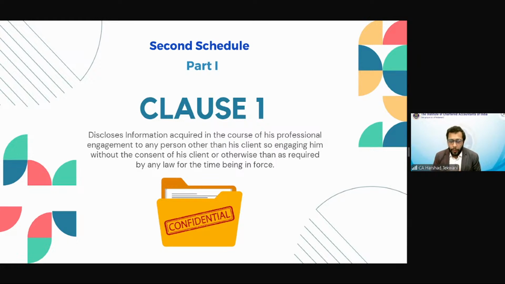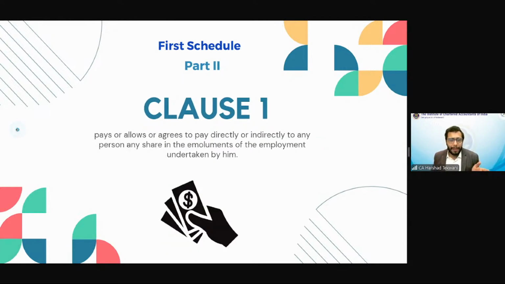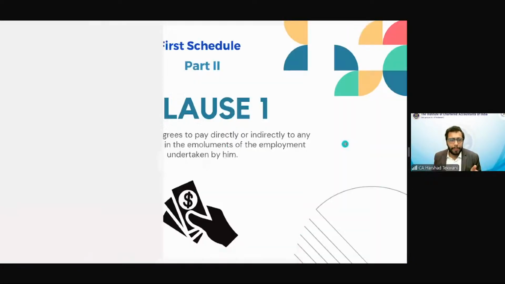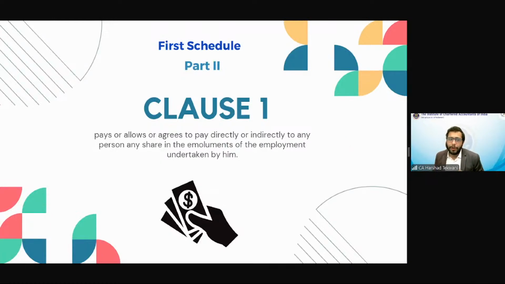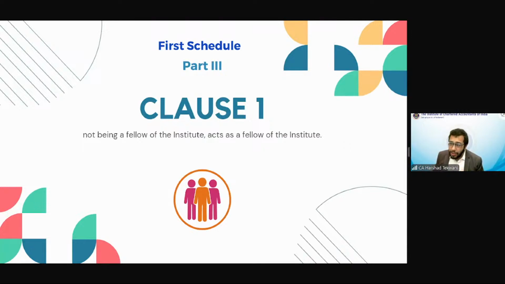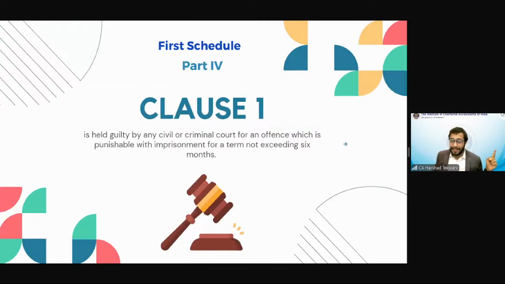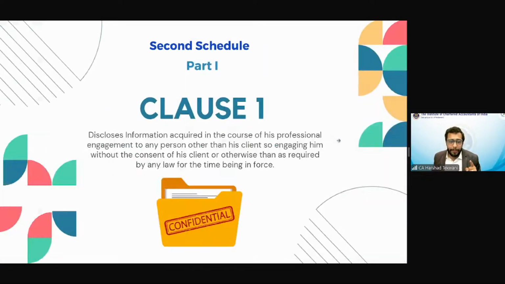In the last session, just a quick recap of what we discussed: the First Schedule, all the clauses. Primarily, Part 1, then Part 2, clause 1, which was applicable to a member in service. Then we discussed Part 3, which was applicable in general. Then we discussed Part 4, which related to other misconduct, not professional misconduct. We discussed Part 4 and its clauses. Now we will be discussing Part 1 of the Second Schedule. Again, a very important part.